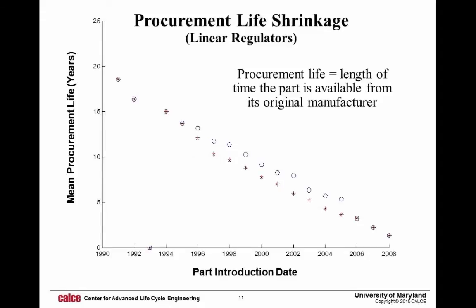So this is an example. You can find this sort of curve for lots of kinds of parts. I've got it here for linear regulators. The vertical axis is the procurement life, the amount of time that the part is available from its original manufacturer, versus the introduction date, which is the horizontal axis. You can see that if we'd sourced linear regulators about 1990, we would have sourced parts that would have been around from the original manufacturer for maybe as long as 20 years. By 2008, the mean procurement life of linear regulators was something like 2 years, maybe even less than 2 years. Not every part looks like this, but a lot of parts do, and that's the problem.